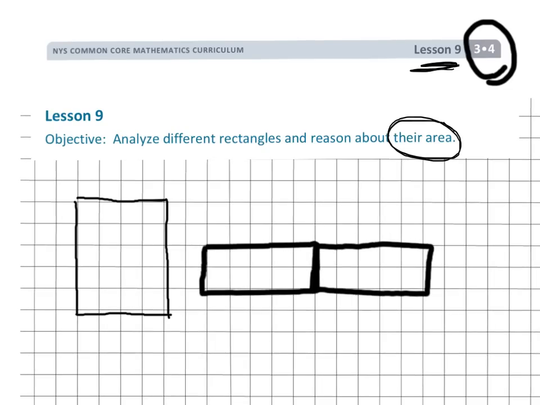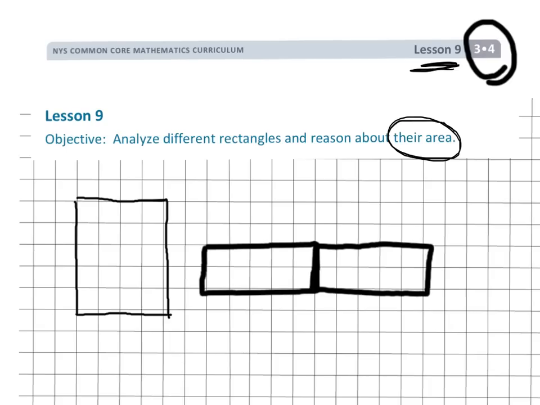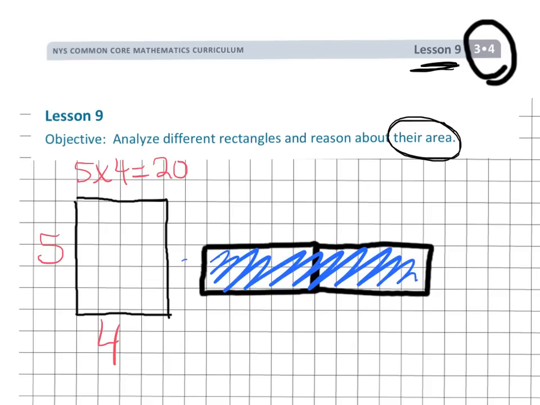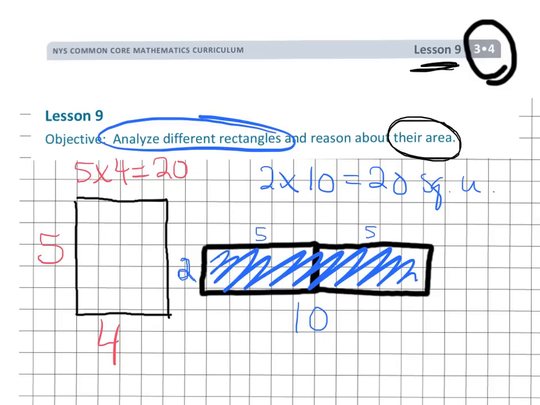I've got a new rectangle. The old rectangle used to be, and I lost it, so I'm going to put it back in there, 5 by 4, which is 20. But the new, longer rectangle is now 2 by 10, because here is a 2 by 5, and here is a 2 by 5. This 2 by 10 rectangle also has an area of 20 square units. So what students are going to understand is that with these rectangles, you can chop them up, move the pieces around, and the area remains constant. I think we'll have a better understanding once we get into some of the actual problems.